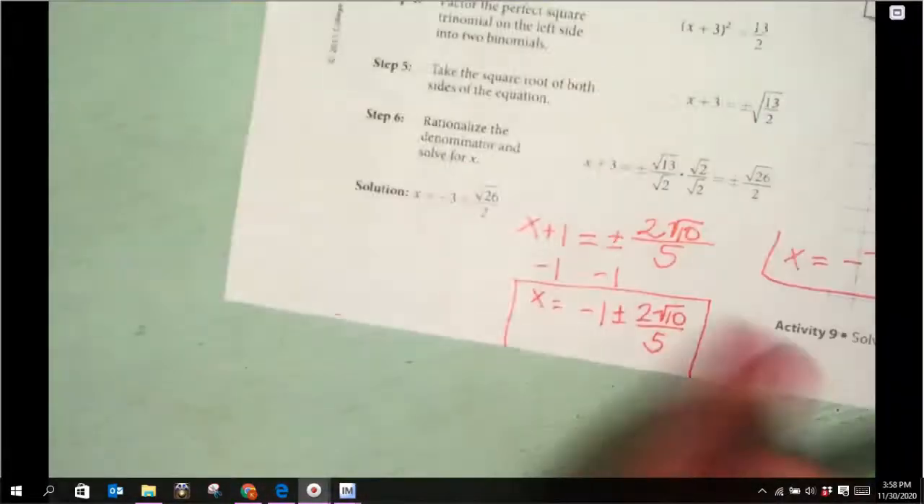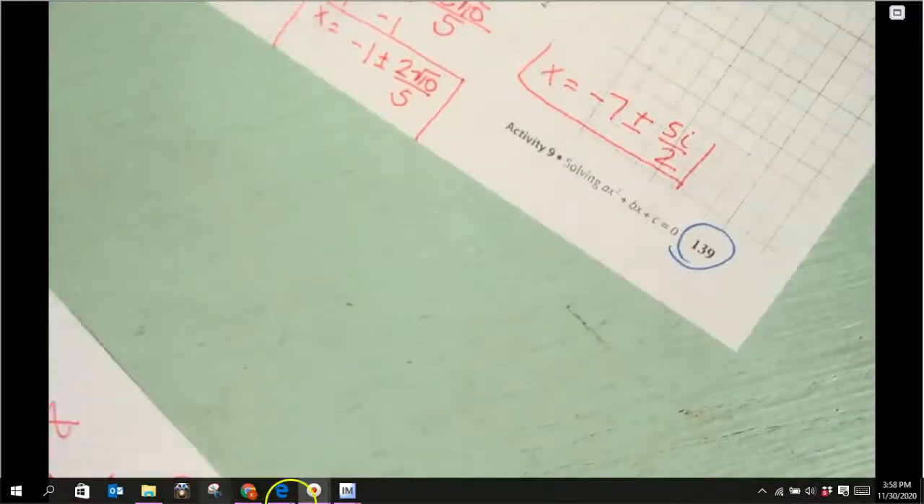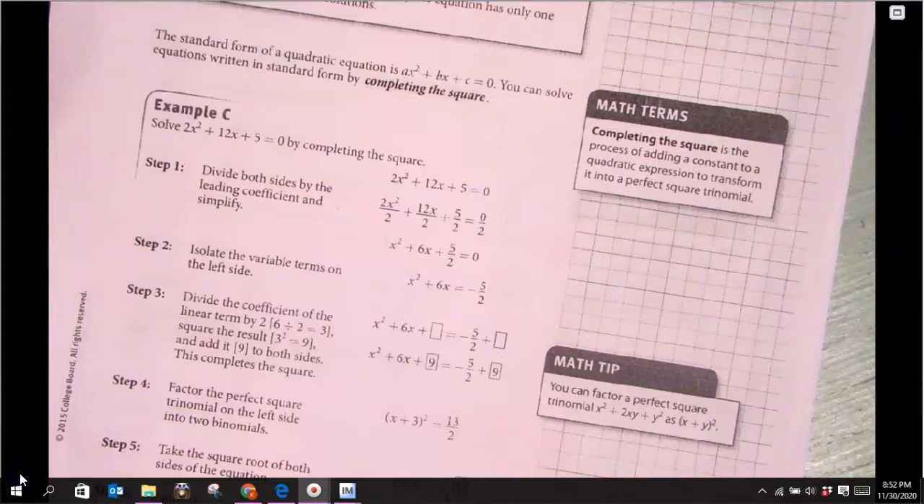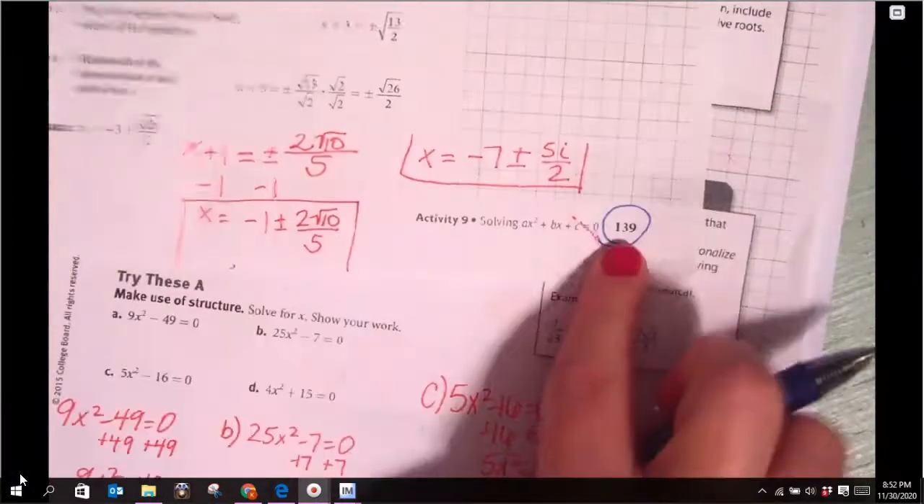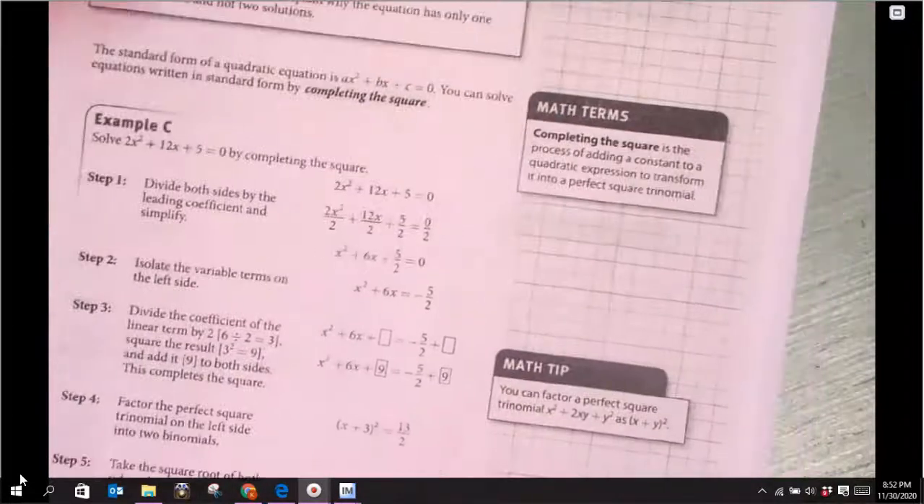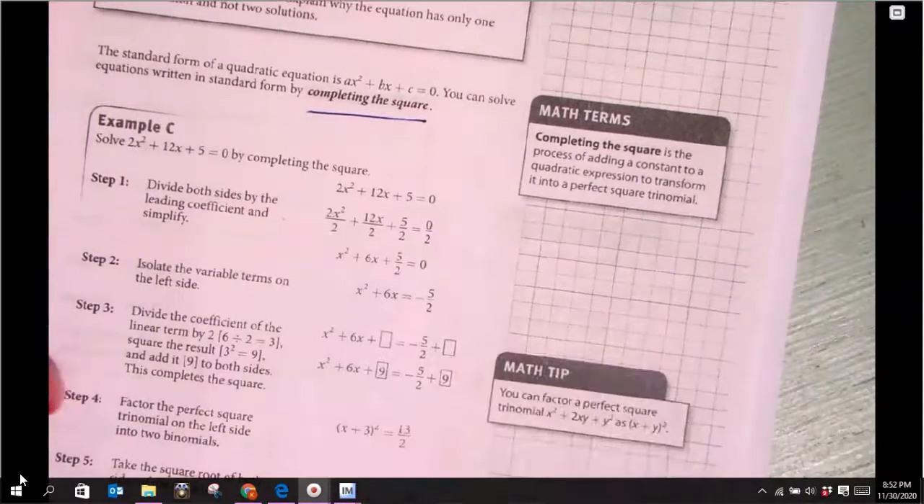So get your textbook out and go to page 139 and we will get started. Like I said, page 139 is the page that we're going to be on, and the skill that we are learning is completing the square. That's what we call it.